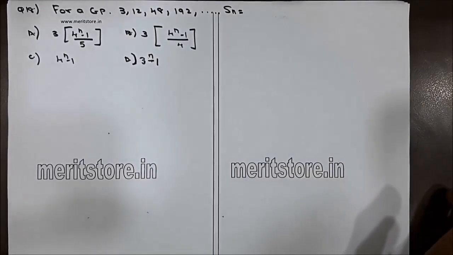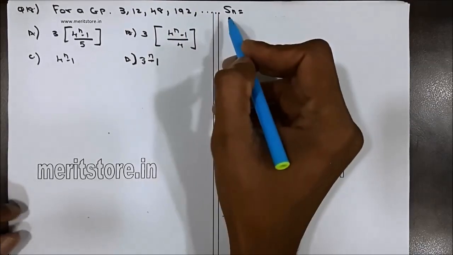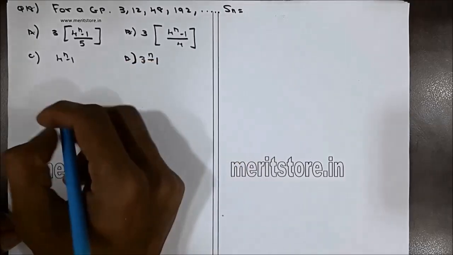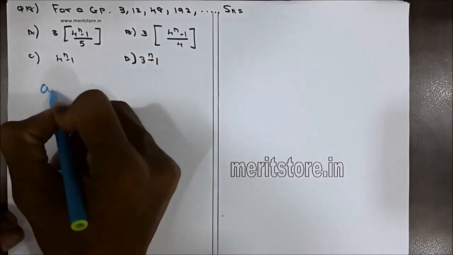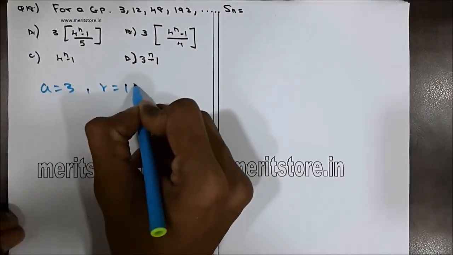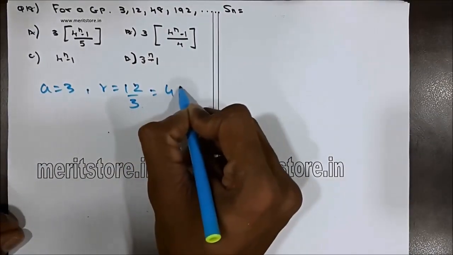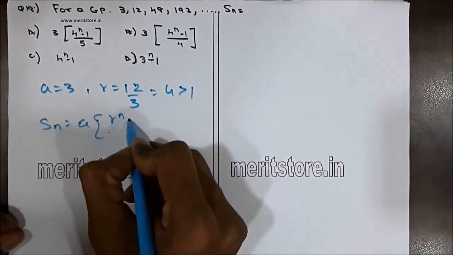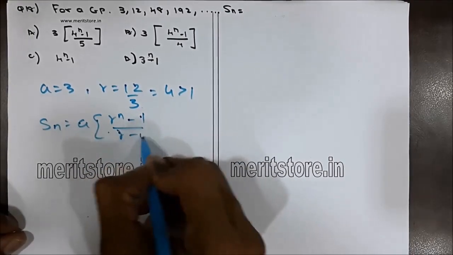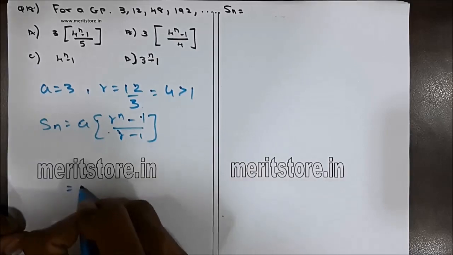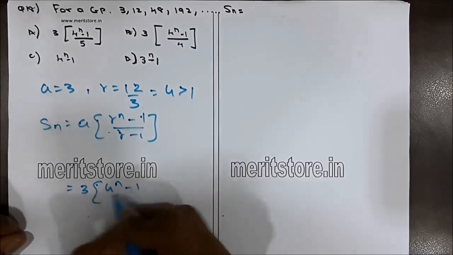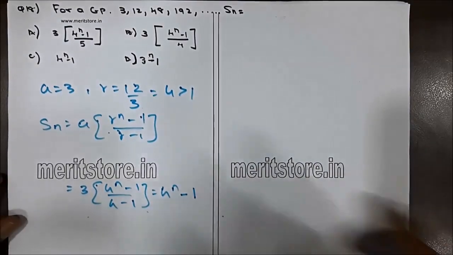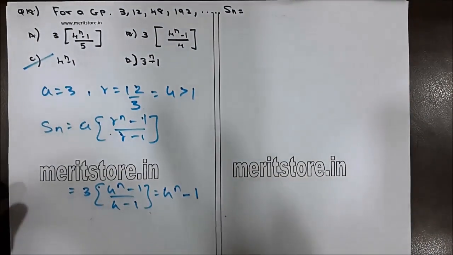Question 18. For a GP 3, 12, 48, 192, S_n is equal to, we have 4 options. We have a is equal to 3 and r is equal to 12 by 3, which is equal to 4, which is greater than 1. Therefore, for S_n we have a(r^n minus 1) upon r minus 1. We substitute the value, we get 3(4^n minus 1) upon 4 minus 1, which is equal to 4^n minus 1, which is our option C. Therefore, option C is the correct answer.